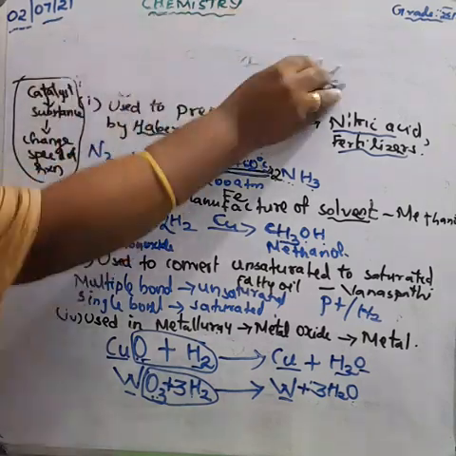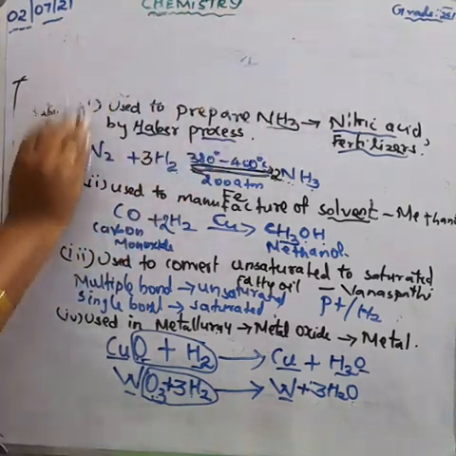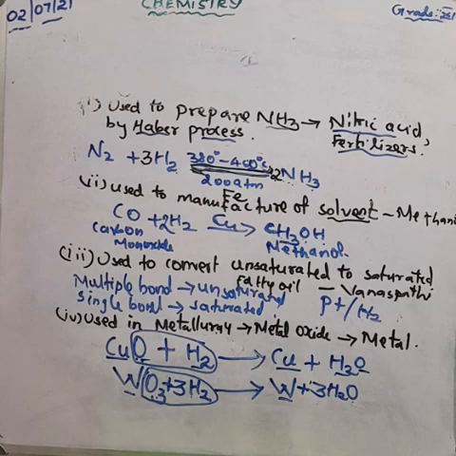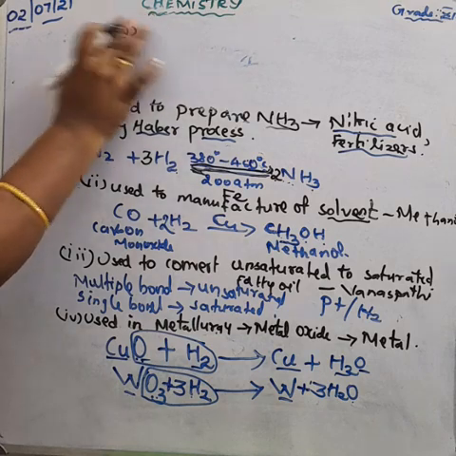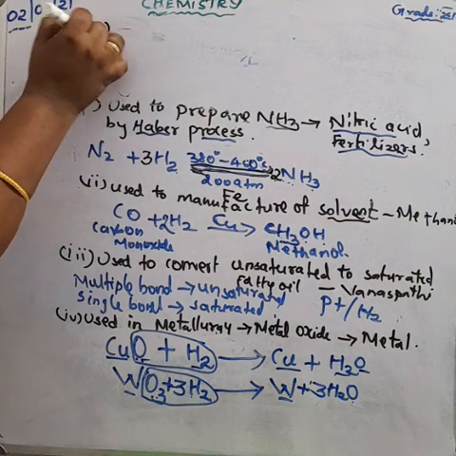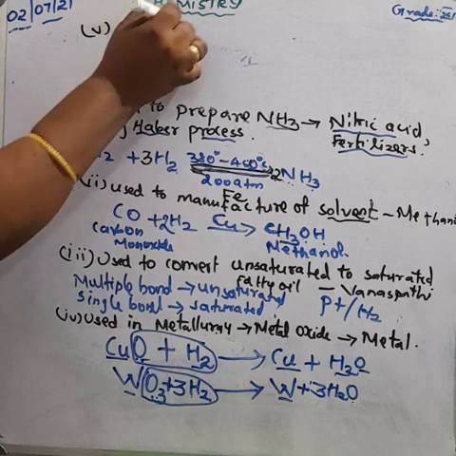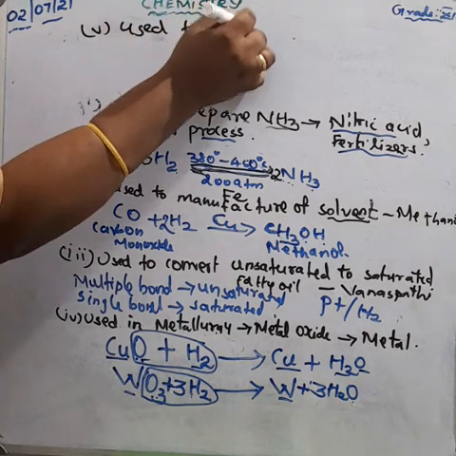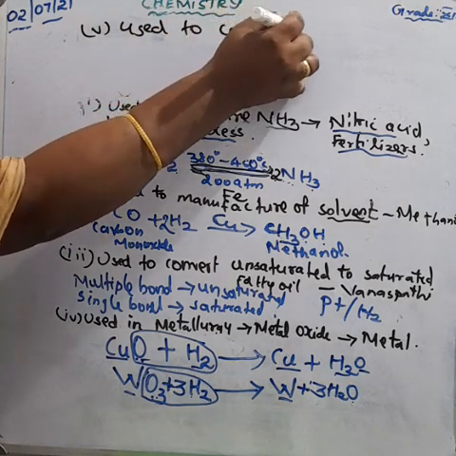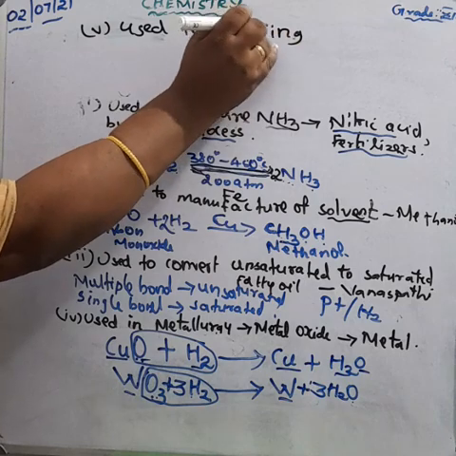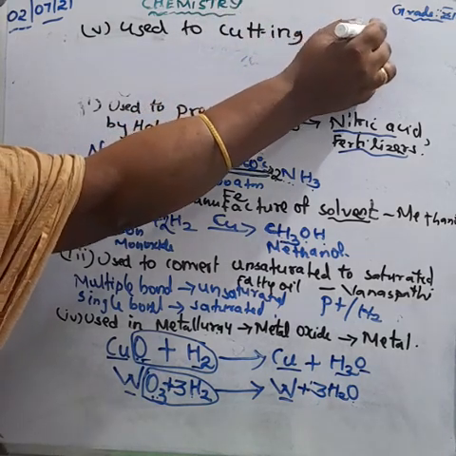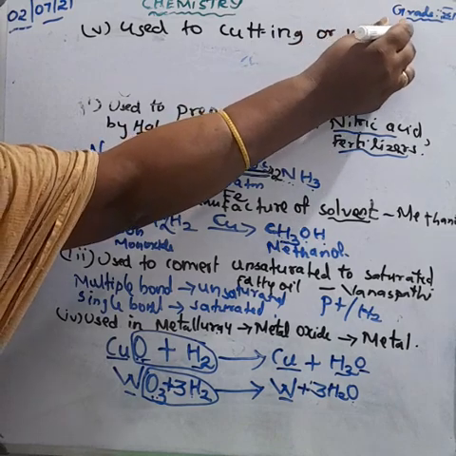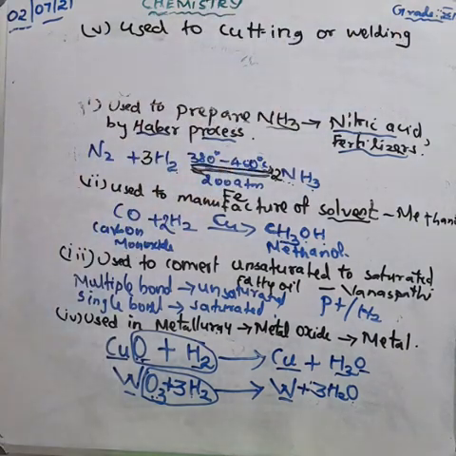What is the fifth use? What is the fifth use of hydrogen? It is used for cutting and welding of metals. We can use hydrogen to do cutting and welding of metal. Cutting means we can cut the metals. Metal is a very hard material, so using hydrogen, we can cut the metals.